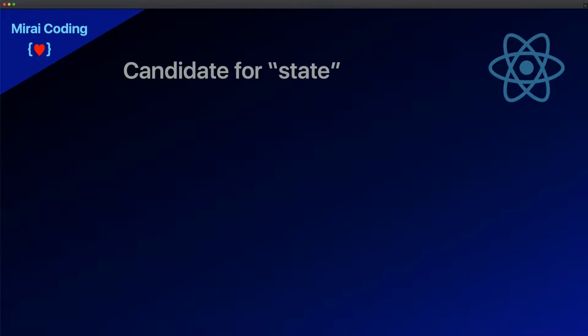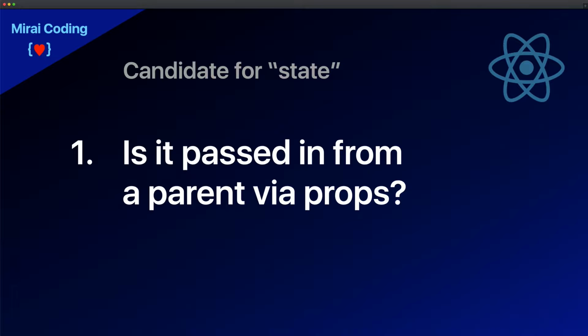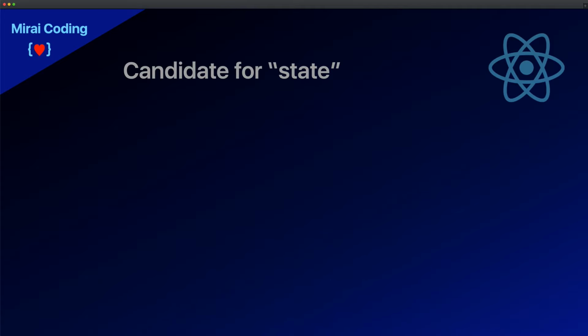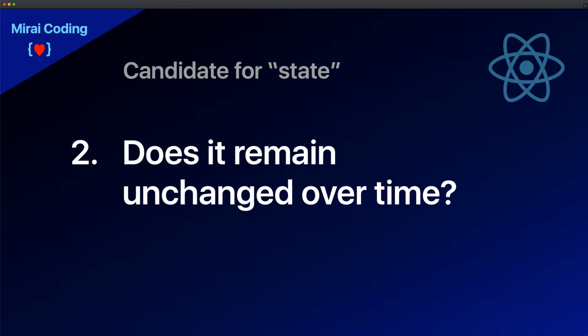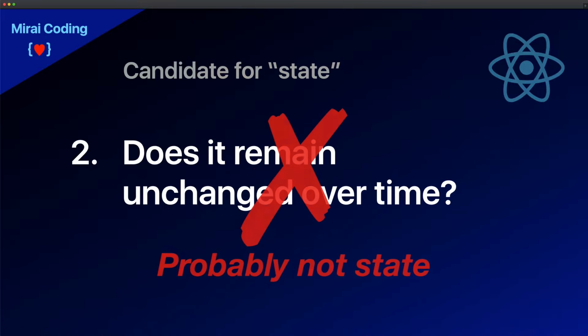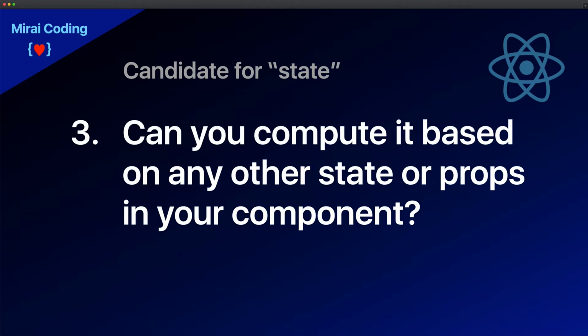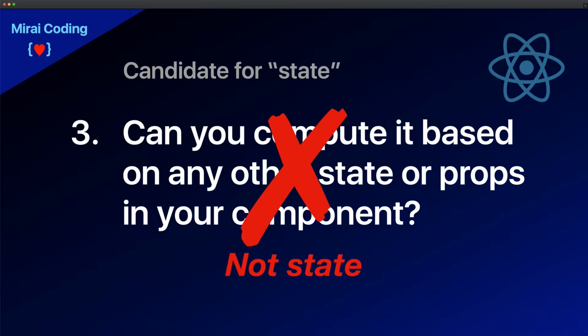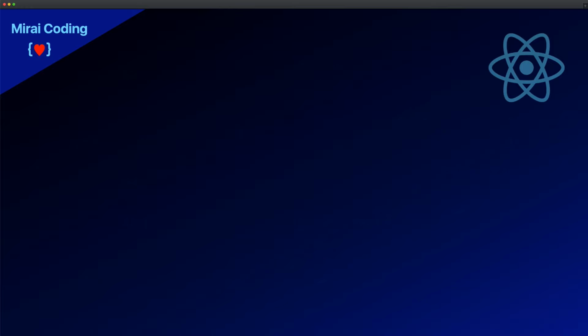Simply ask 3 questions about each piece of data. 1. Is it passed in from a parent via props? If so, it probably isn't state. 2. Does it remain unchanged over time? If so, it probably isn't state. 3. Can you compute it based on any other state or props in your component? If so, it isn't state. Now, let's run through these questions for each piece of data within our application.